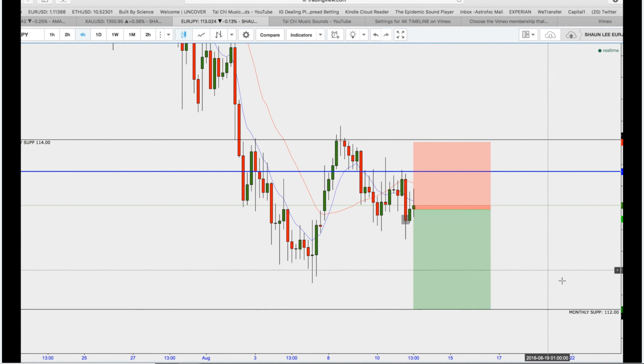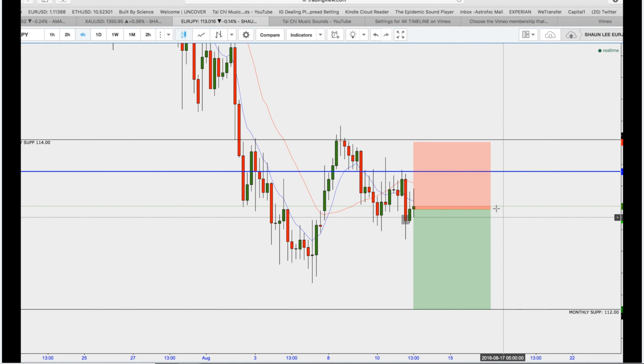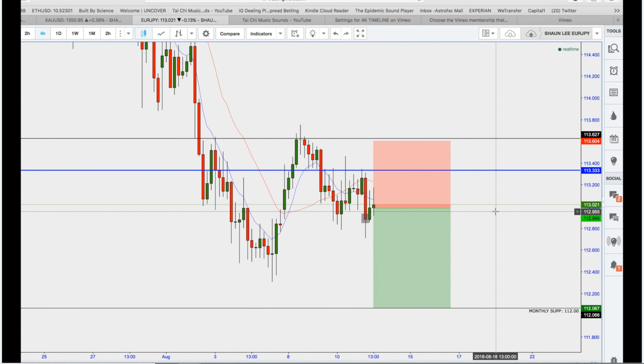Like this setup, this is one of the live setups. I'm actually in this trade, and at the end of the video course, you will see live trades, befores and afters. This is one that's currently in motion. I entered short around 113, and my target is 112.